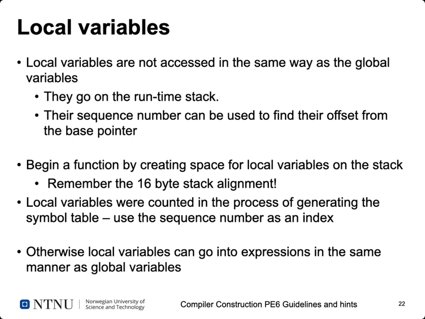So when you begin generating code for a function, you would create space for local variables on the stack. Remember the 16-byte stack alignment here again. If in doubt, just do an 8-byte padding if you know you have an odd number of local variables on your stack. As you were generating the symbol table, you provided a count for local variables, and you can use this sequence number now as an index. Otherwise, you can just use local variables in the same manner as global variables, just using the offset from RBP instead of an offset from RIP as for global variables.